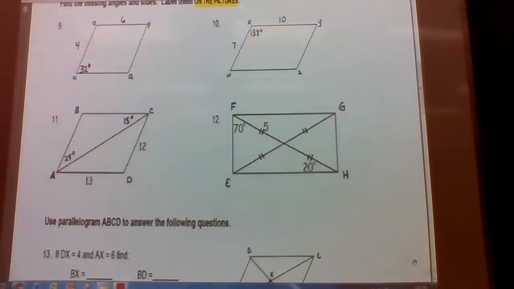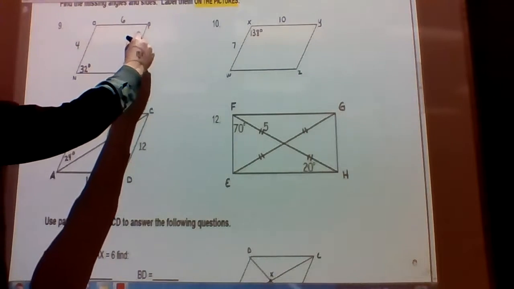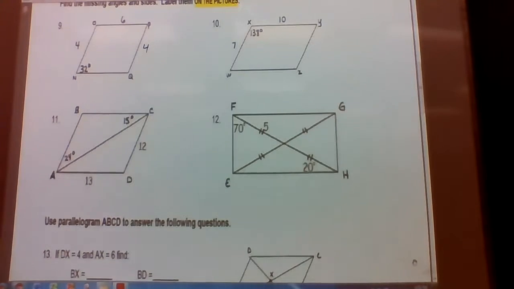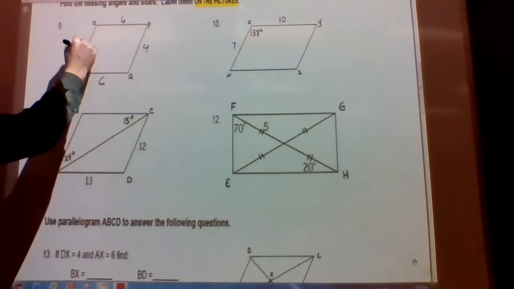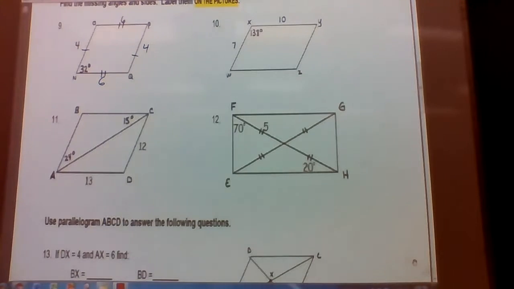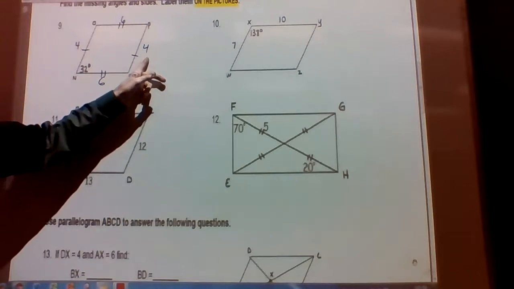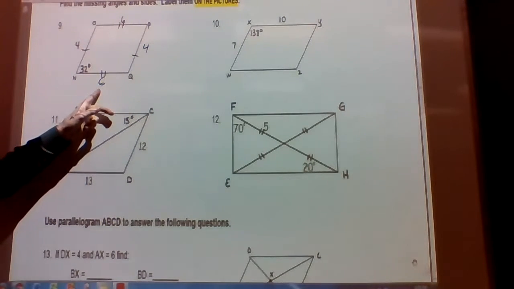So find all the missing angles and sides of the parallelogram. We're assuming they're parallelograms, so we can apply our properties. If ON is 4, PQ is also going to be 4, because opposite sides are congruent. If OP is 6, then NQ is going to be 6, because opposite sides are congruent.